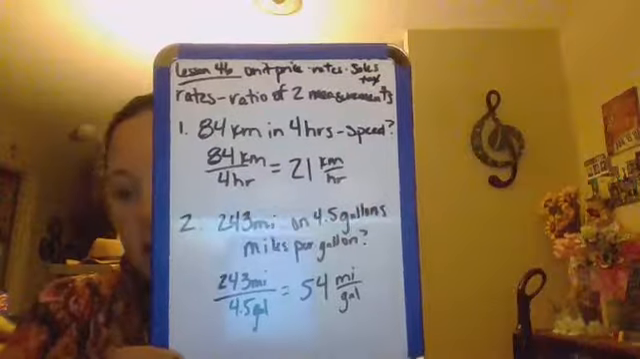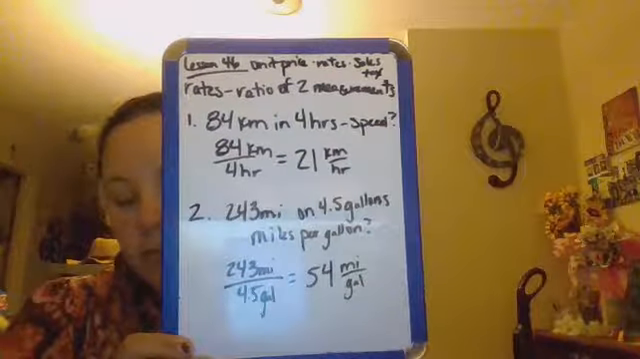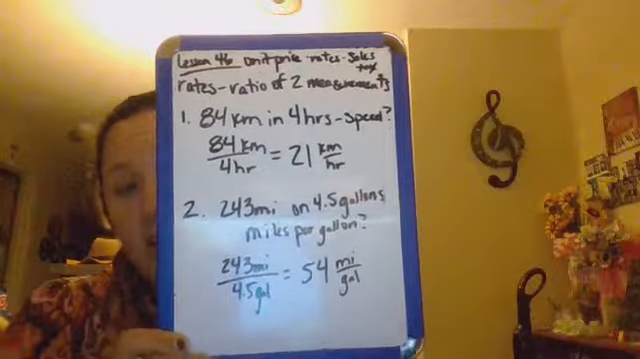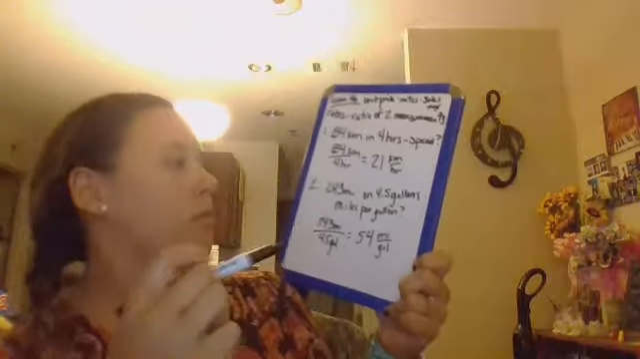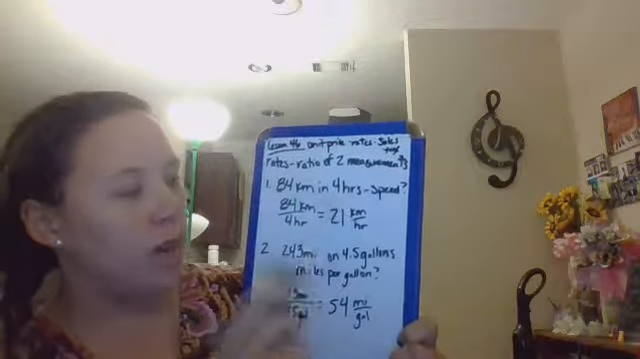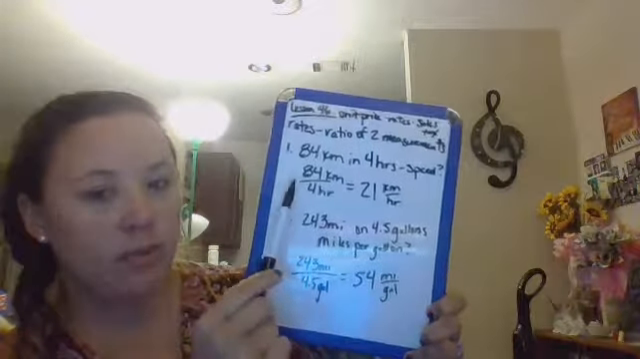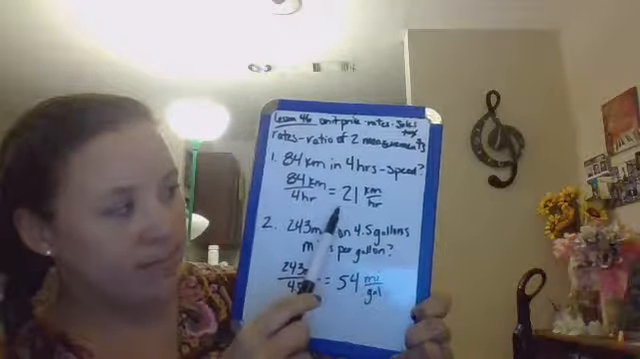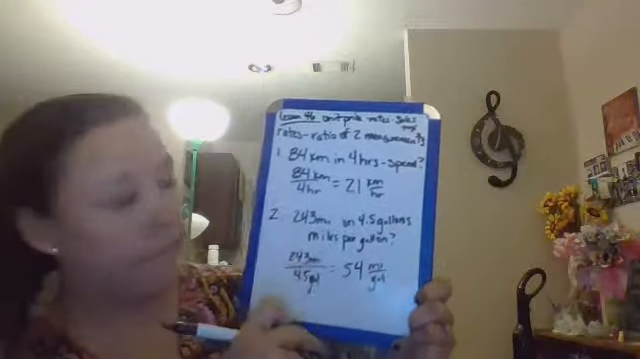It works kind of like the unit price. We're just trying to break it down. So we just take the information that we knew and divided it out. So we know that we went 84 kilometers in 4 hours. So we have 84 kilometers divided into those 4 hours gives us 21 kilometers per hour.